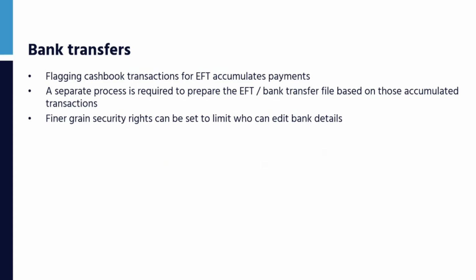The reason there is that separate process is we don't know whether you're going to be including 5 separate cash books in that one bank transfer, or whether you do one cash book and one transfer. There's information that needs to be added to the bank transfer file at the time that that file is prepared. That's not known at the time of the cash book processing, because we don't know whether you're going to be adding any other transactions to that particular transfer. So that separate process is required there.